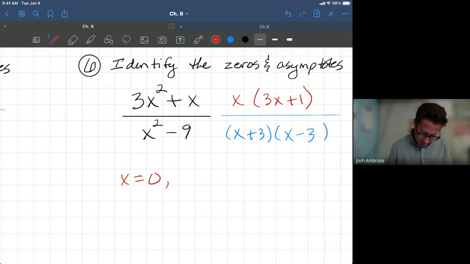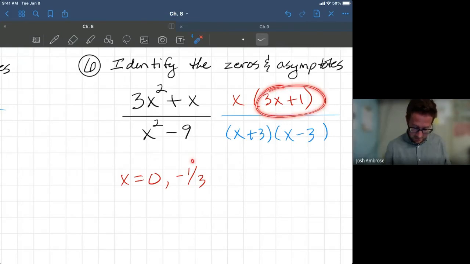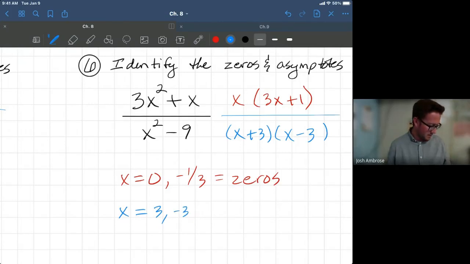And then the other one is -1/3. And I got that by solving that guy right there. So make 3x plus 1 equal to 0. And that's going to give you the -1/3. Okay, so that represents our zeros. Okay, switch the color. Let's take a look at solving our denominator. X is 3 and negative 3. And that's going to represent our, let's see, that's our vertical asymptote.